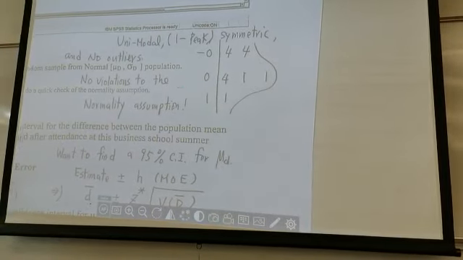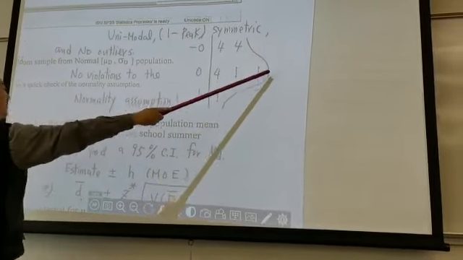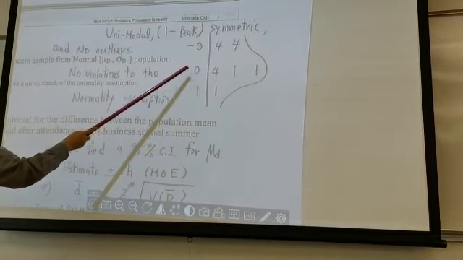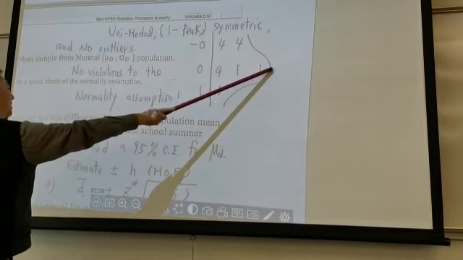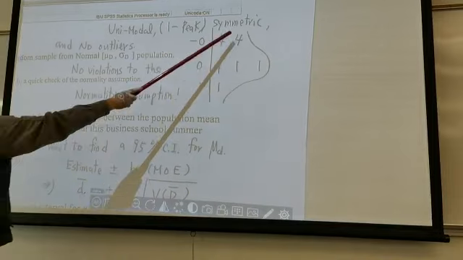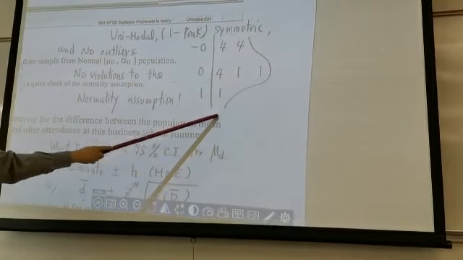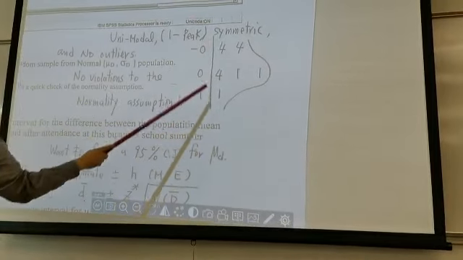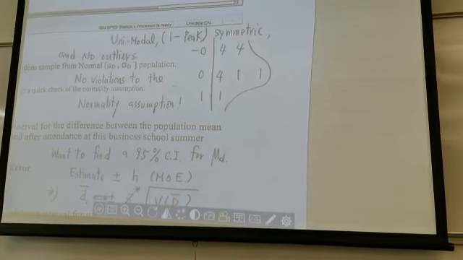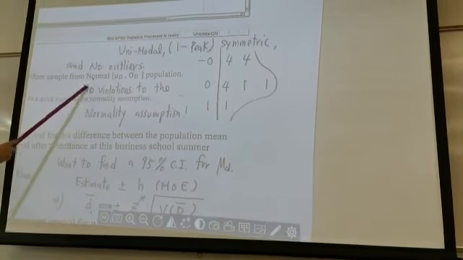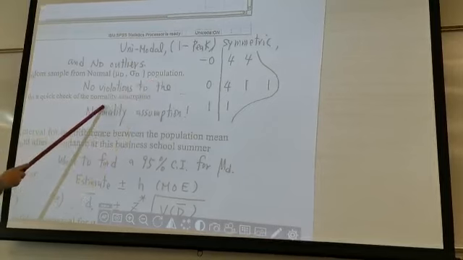So let's look at the graph here. Okay? What can you see here? This is one peak, unimodal. It's about symmetric. And you find no outlier. So with a quick check of our data set, we find no violations of the normality assumption. Okay?